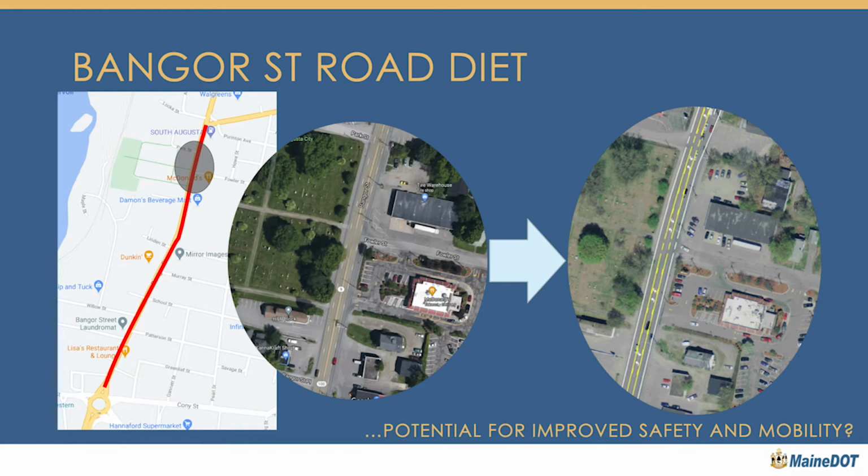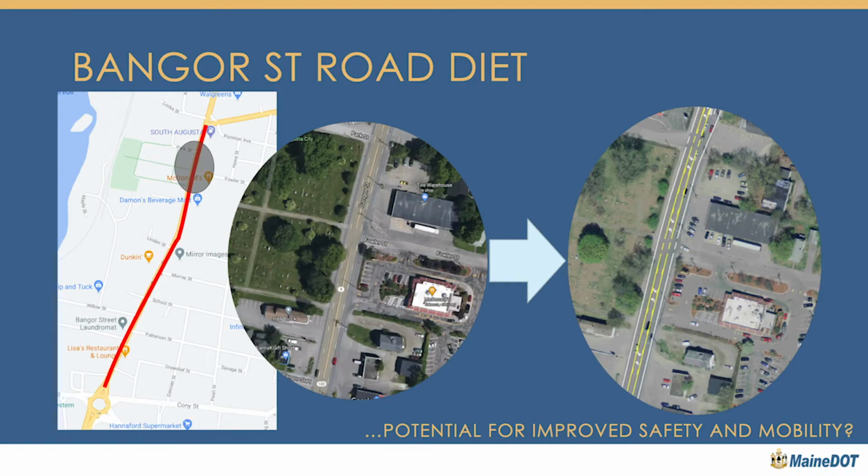The second project is the Bangor Street Road Diet proposal. So Bangor Street is another major route to and from the city of Augusta. And the road is currently a 4-lane, 25-mile-per-hour undivided roadway with 2 lanes in each direction. The road diet proposal would include reducing the number of through lanes to 1 lane in each direction and adding a center 2-way left turn lane. The project has the potential to improve both safety and mobility along the corridor.